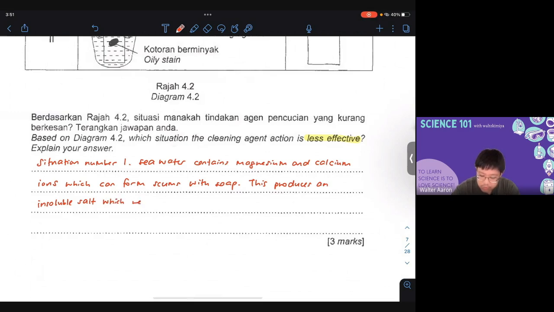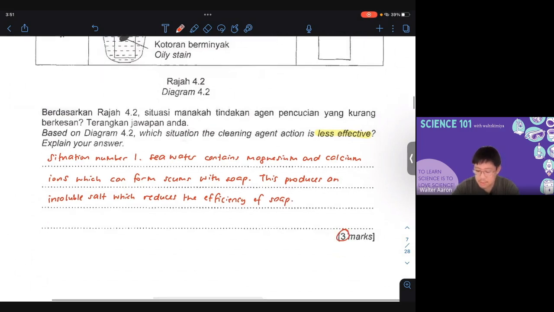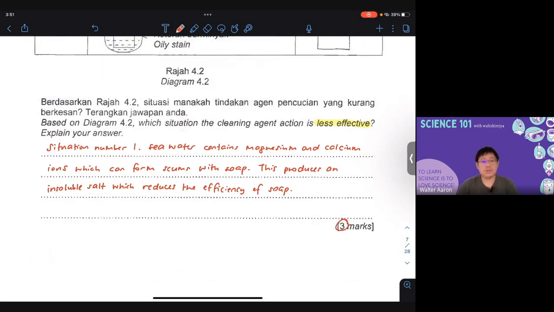Which reduces the efficiency of soap. So if you answer that correctly, you should be able to get 3 marks in total.